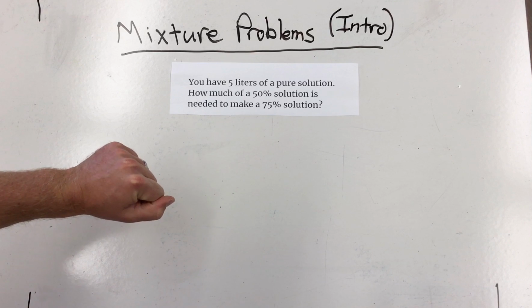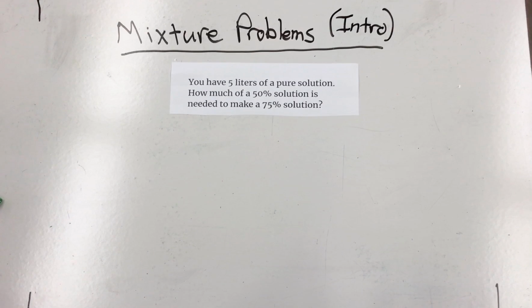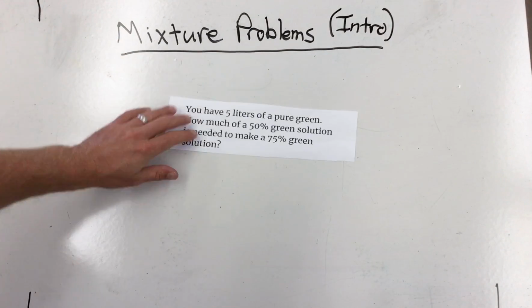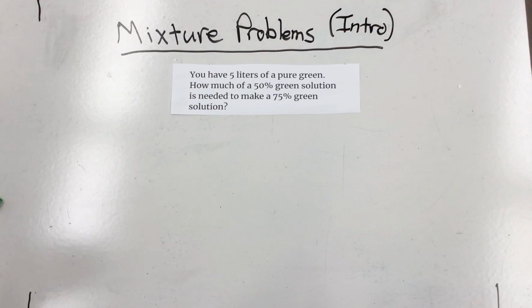And when I was thinking, how can I show you how to do this, I figured I'd mix things up a little bit. And so I want to use colors. I think colors will help us out a lot. So let's change this with that. Let's say you have 5 liters of a pure green solution. How much of a 50% green solution is needed to make a 75% green solution?